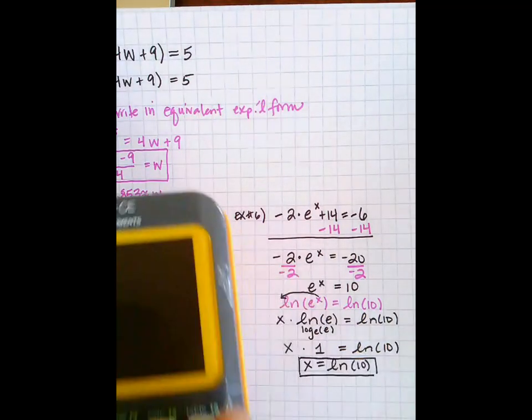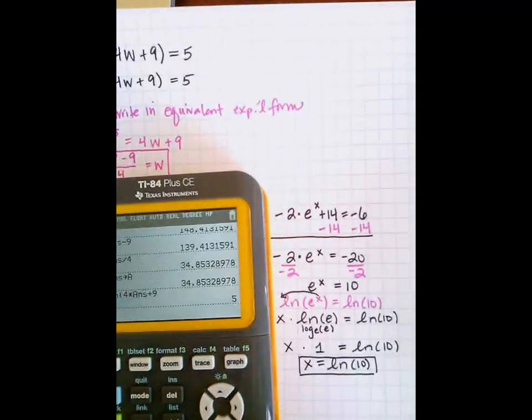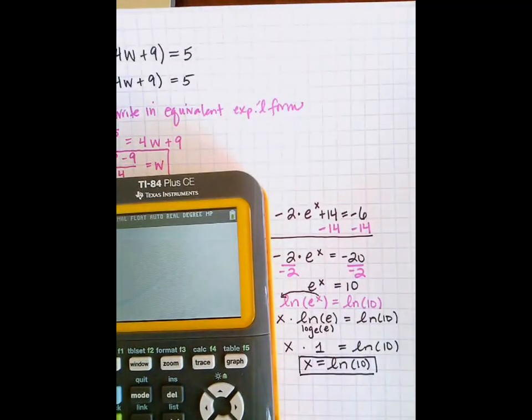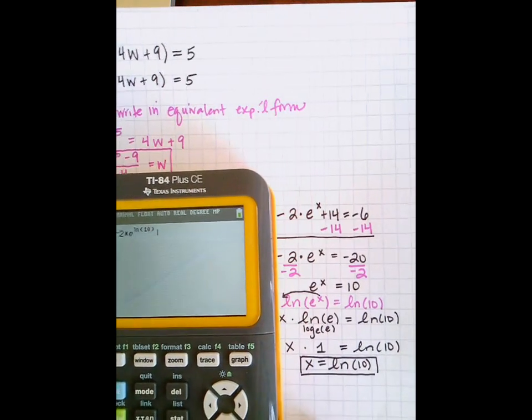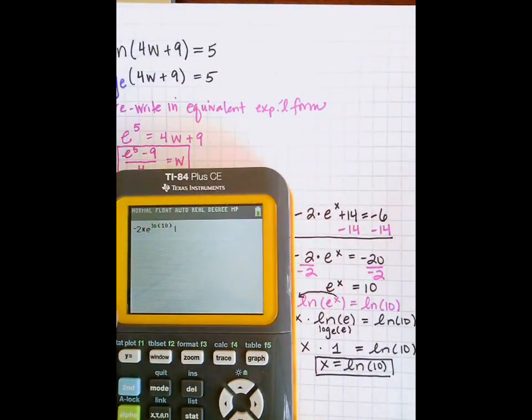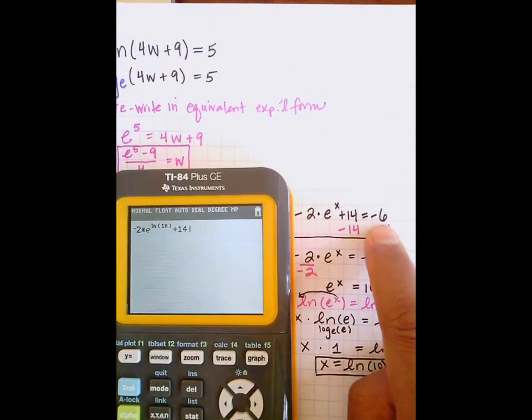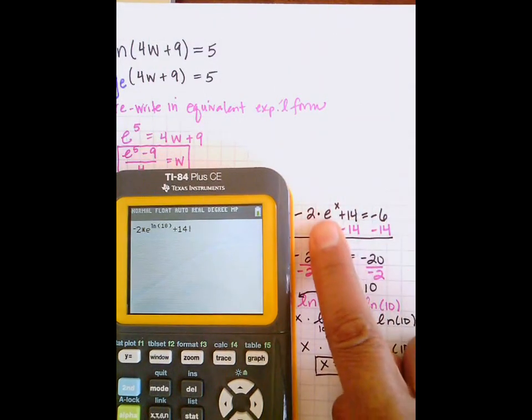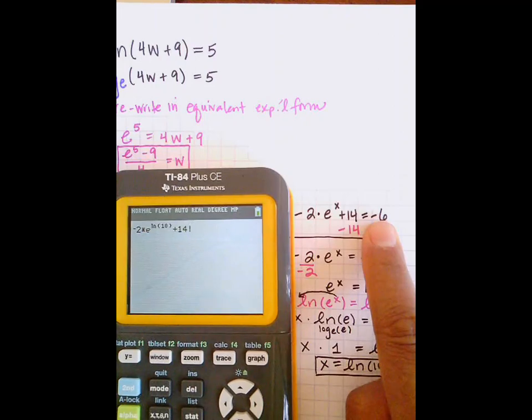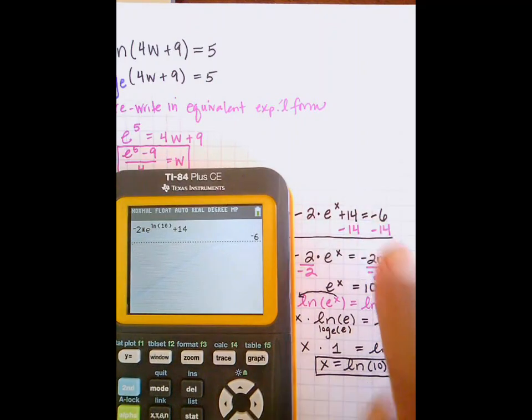I could check my answer in my calculator. So in my calculator, if I put in negative 2 times e to the ln of 10, and then after that, I needed to add 14, I'm expecting to get an output of negative 6. So I'm just plugging in my answer, and what do I get out? A negative 6. My calculator confirms that I did my algebra correctly.